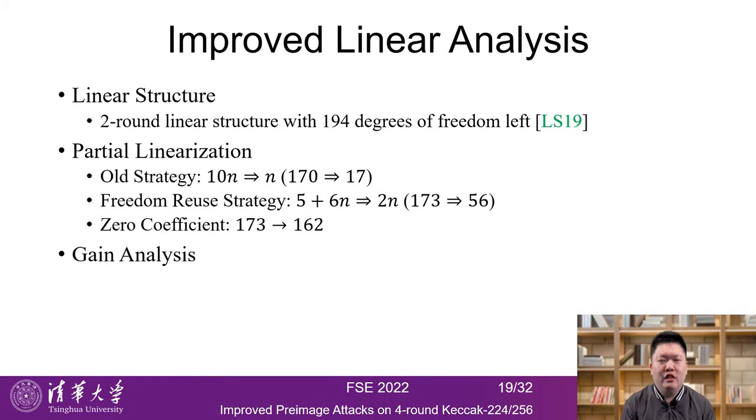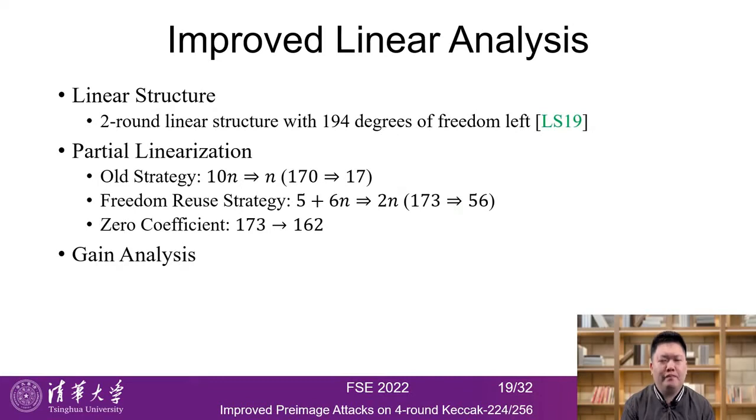Now we explain the principle and effect of the freedom rule strategy, which is the main technology we use in this paper. Yet a question is, if we spend 173 degrees of freedom in setting constants, how can we get a gain over 2 to the power of 21? Actually, we propose another technology named zero coefficient to reduce cost. By using this technology, we find and construct 11 linear dependent bit pairs so that those constants only cost 162 degrees of freedom.